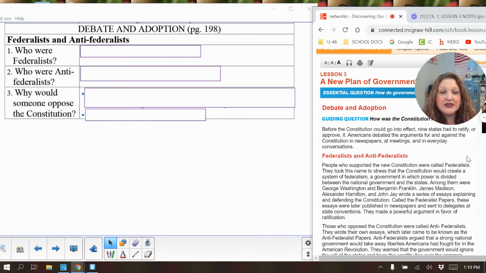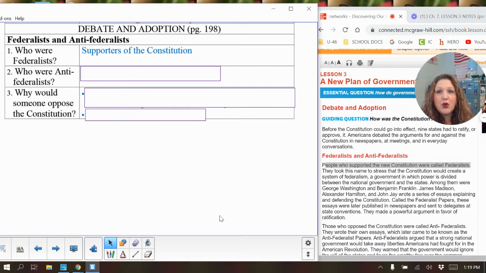Okay, so we're going to pause there and just go ahead and answer the first one. Now, this is technically a vocabulary term, but they don't have it highlighted in the text. But it's right here in the first sentence. People who support the Constitution. So supporters of the Constitution are Federalists.